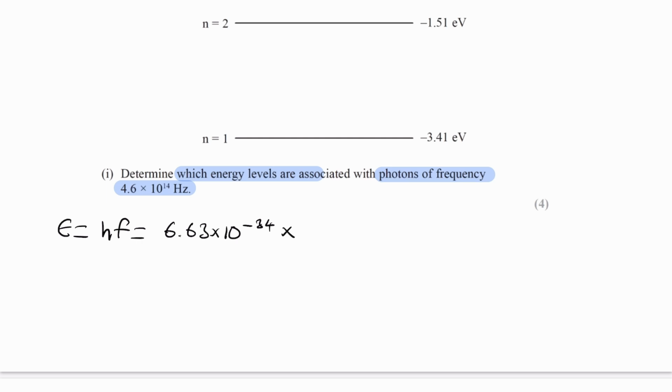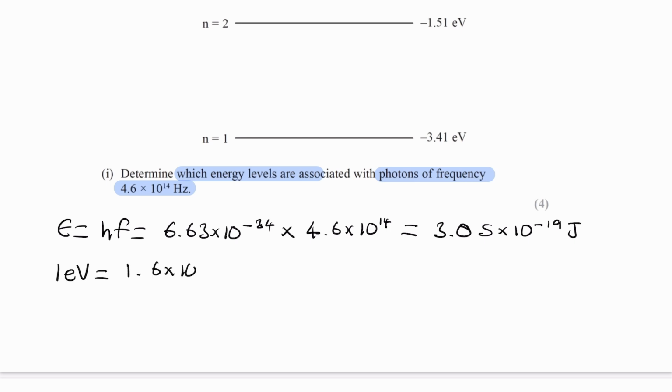So Planck's constant multiplied by this frequency, and that gives us 3.05 times 10 to the minus 19 joules. Next thing we want to do is to convert this to eV. So 1 eV, 1 electron volt, is equal to 1.6 times 10 to the minus 19 joules. So to work out how many electron volts are in this amount of energy, we would divide this by what 1 eV is in joules.